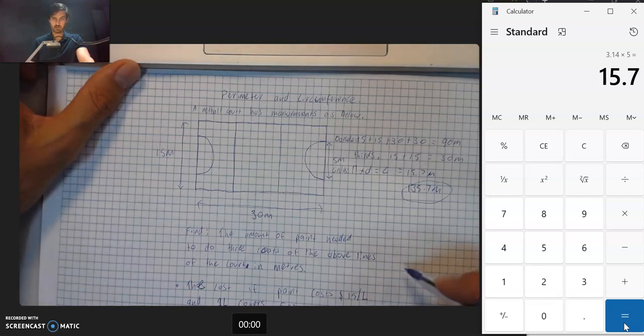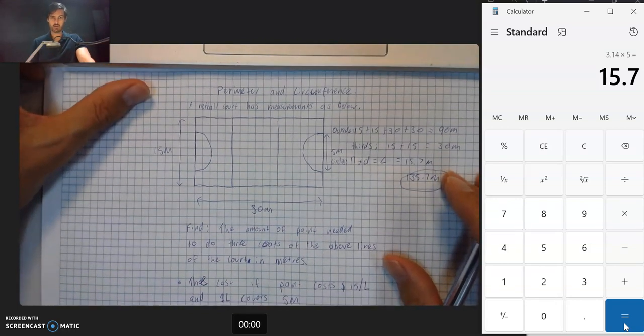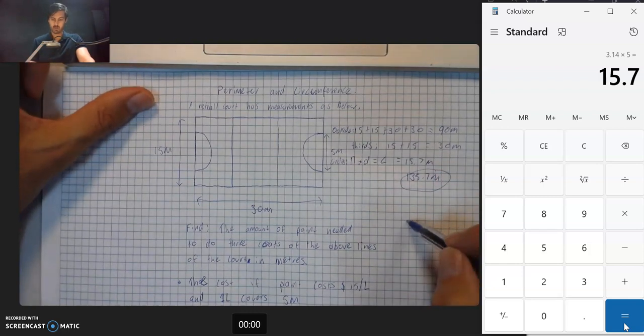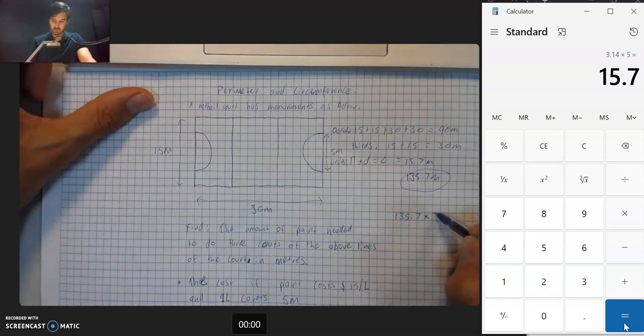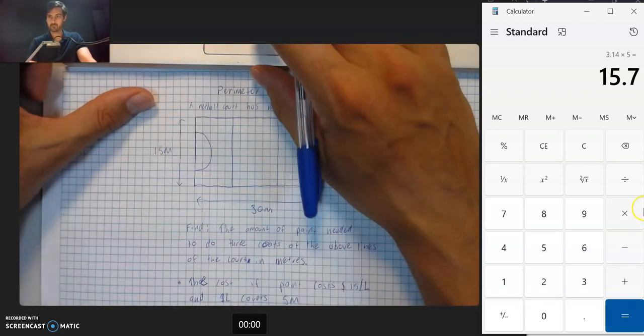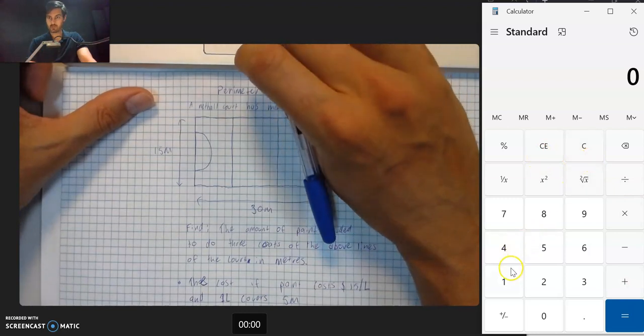Okay, so what we're going to do here, whoopsie daisy, there we go. Sorry, I've just chopped off the bottom of the question. So we're going to do 135.7. Now, we are going to times it by 3 because we need 3 coats. That's what it tells us in the question.